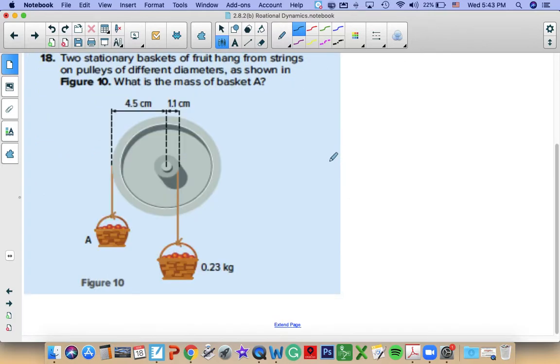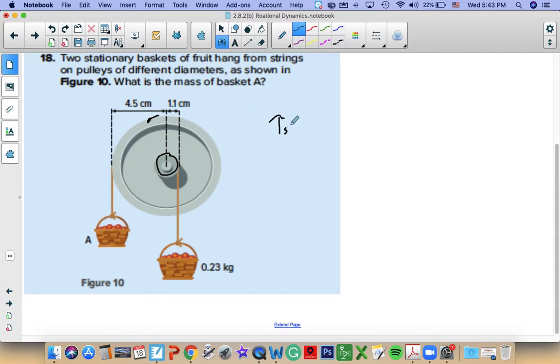18. Two stationary baskets of fruit hang from strings on pulleys in different diameters as shown. What's the mass of basket A? So what you're going to be doing is you're going to find the torque on this little guy. So the torque on that one is going to turn, that same force is going to be turning the big one. Okay, so let's try this.